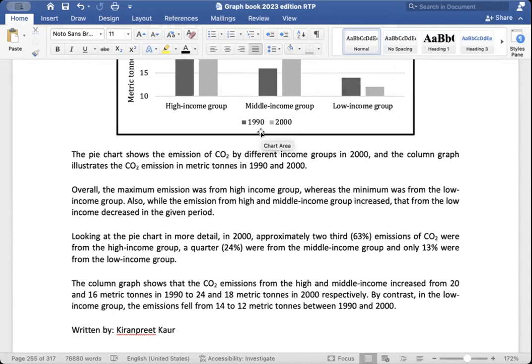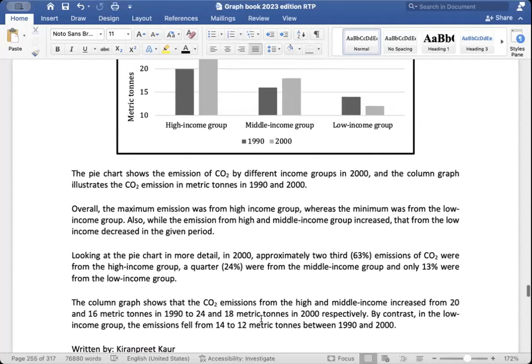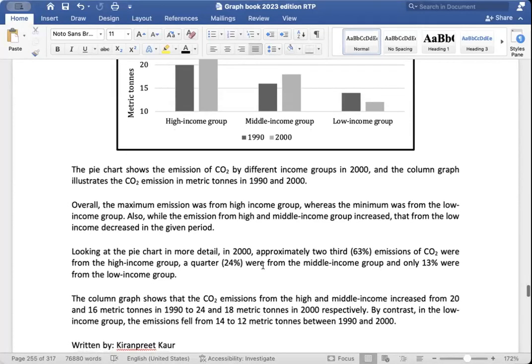Emission means whatever something emits, okay? By contrast, in the low income group, the emissions fell from 14 to 12 metric tons between 1990 and 2000. By contrast, I got the chance to write. See here, the emissions increased. In this case, the emissions decreased over time. So I can write by contrast because it is going in the opposite direction, right?